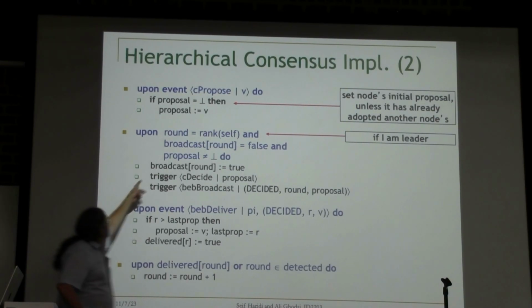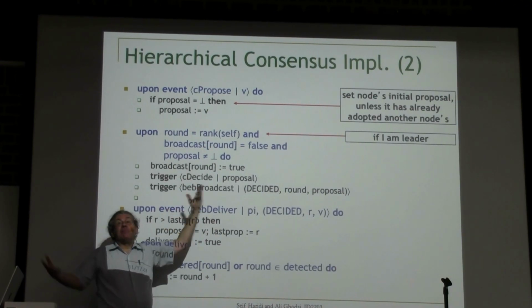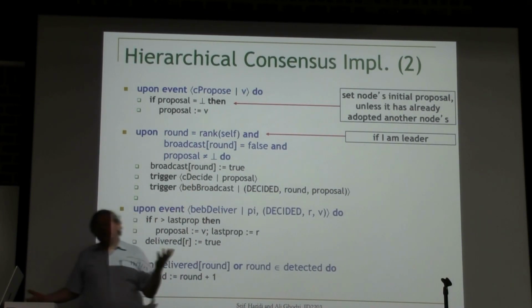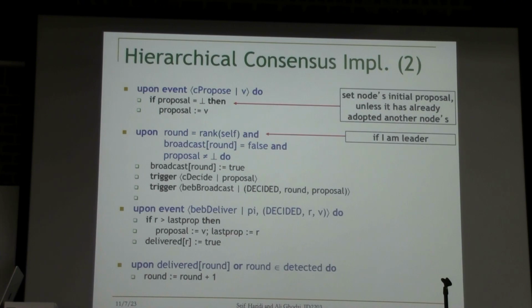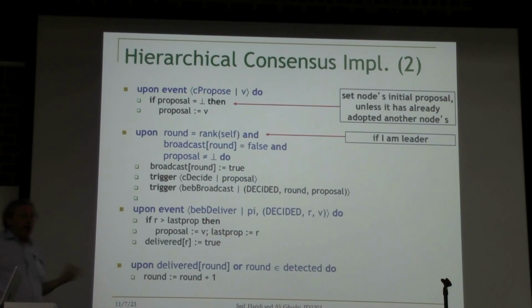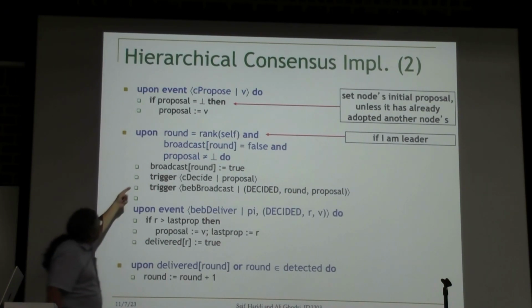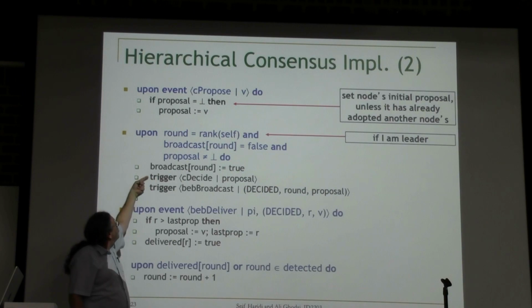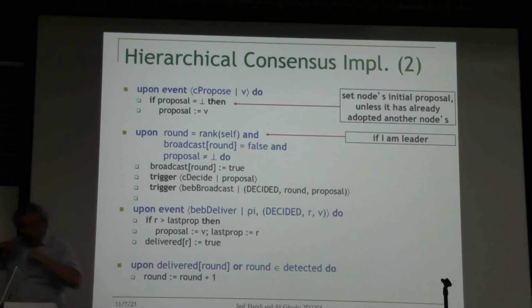Also, my proposal has to be bound to something. If it's uninitialized, I'm not going to do anything. This rule does not apply for uninitialized variables. I have to wait until the variable is bound to something. Then I will decide. So I will decide locally, and I will do BEB broadcast. That means I will tell all the other nodes, I'm the boss, here's the decision.